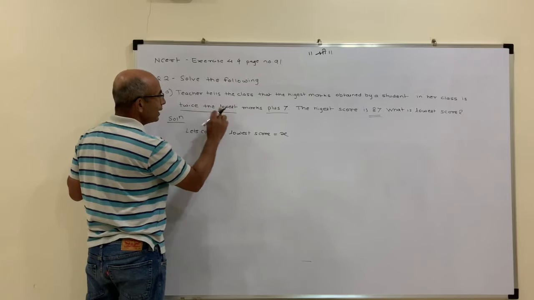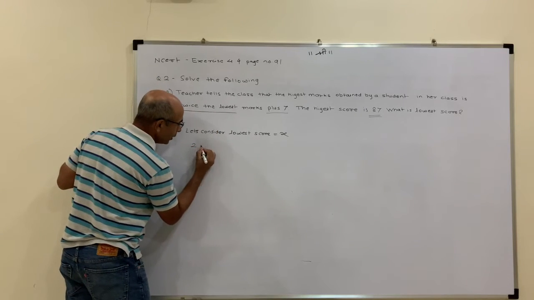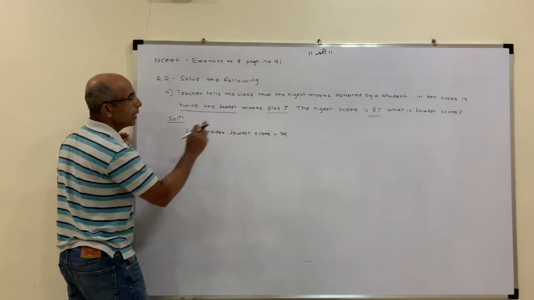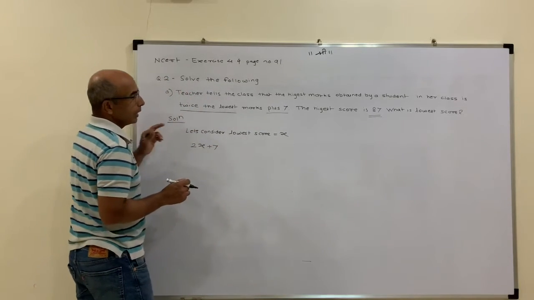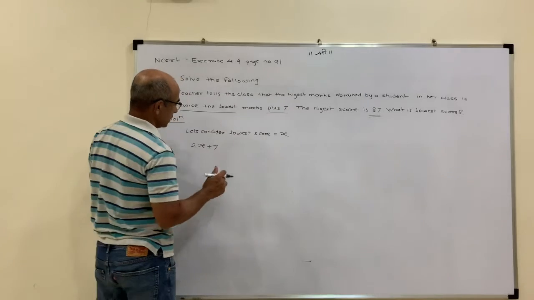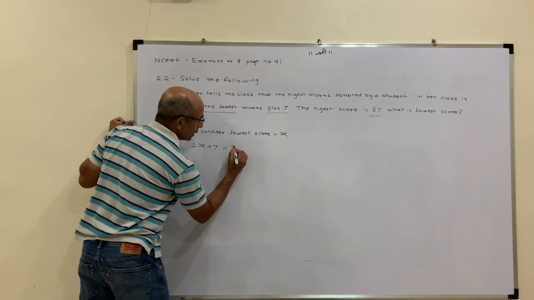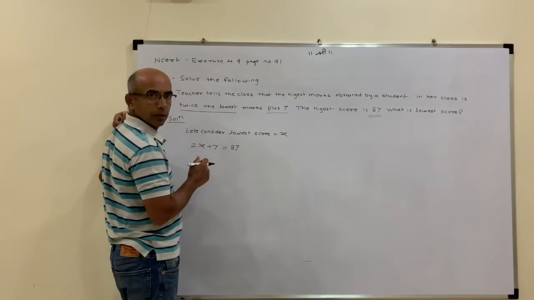So now let's construct the equation. What it says, twice the lowest. So I am going to write 2x, plus 7. The highest score is 87, so equals 87.